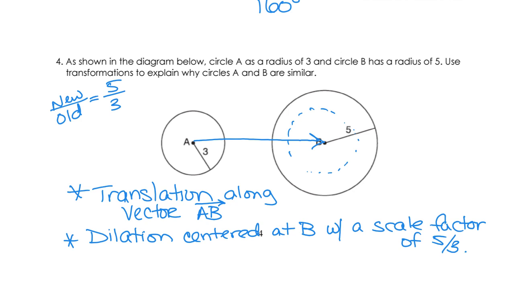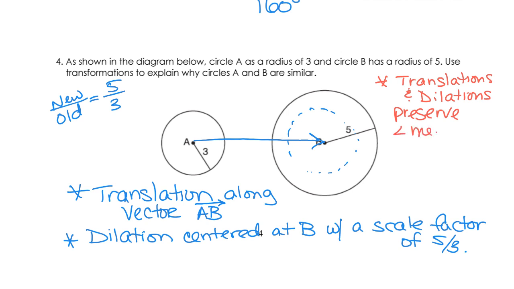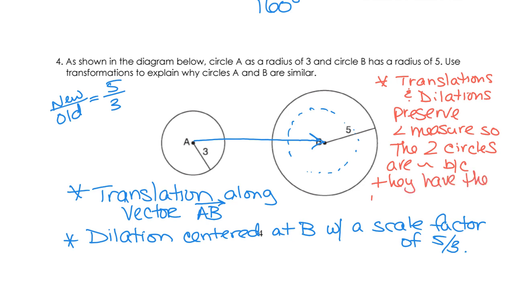And we're going to go ahead and say one more thing, that translations and dilations preserve angle measure. So the two circles are similar because they have the same shape, but not the same size.